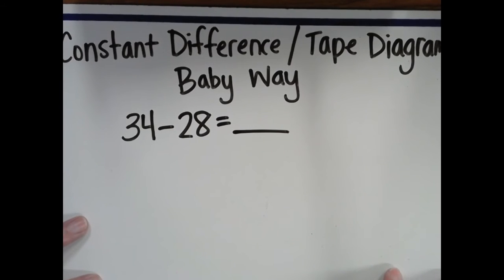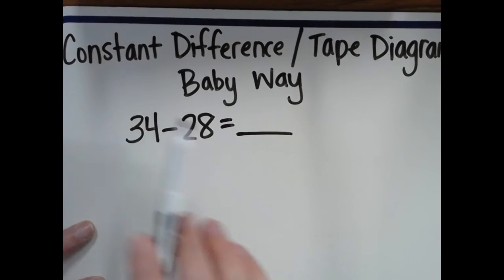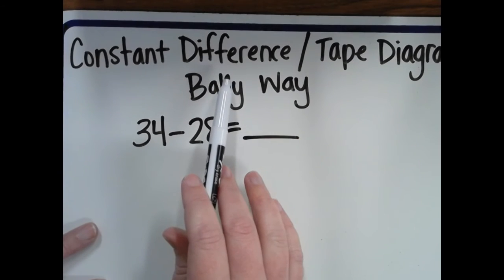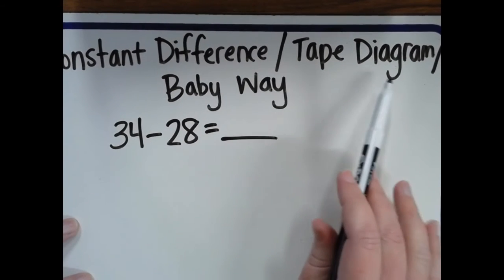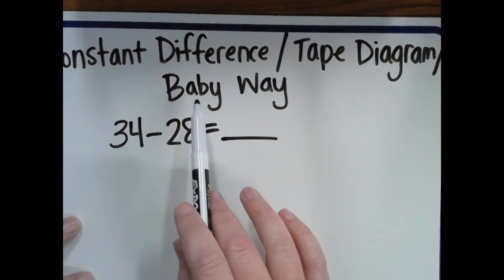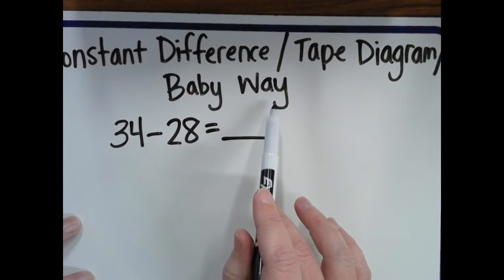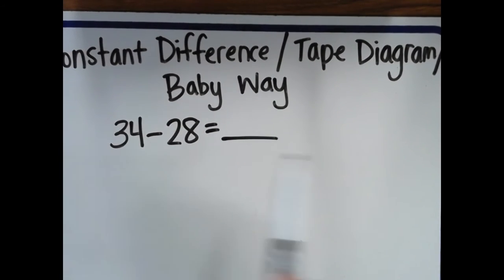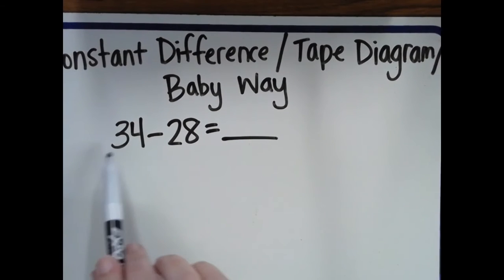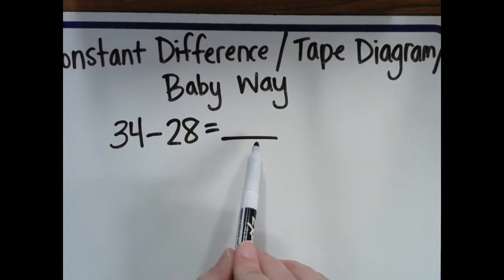In this video, I'm going to show you the strategy that's called constant difference, or it could also be called tape diagram. My class this year also calls it the baby way, and I'll tell you why in just a second. So our number sentence here is 34 take away 28 is something.